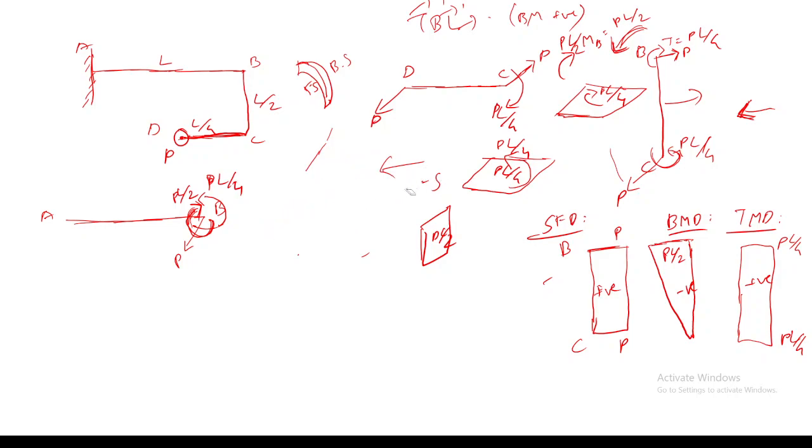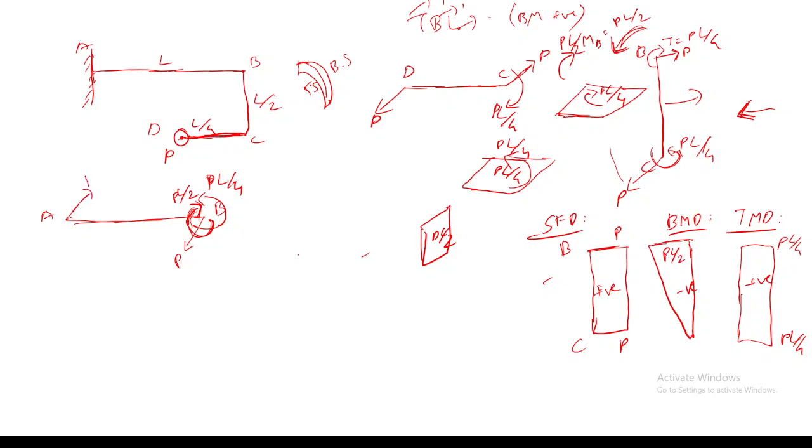So PL by 2 is negative? See, PL by 2, when I'm using the thumb rule, will it be negative or positive? No, actually it's towards the cross section. It will be positive. So let's find out the reactions at point A. What will be the reactions at point A due to this shear load?